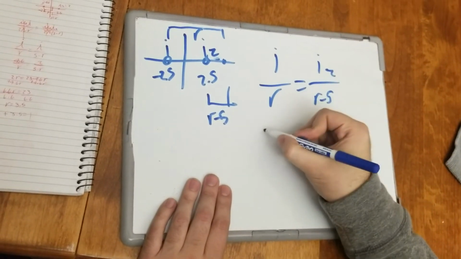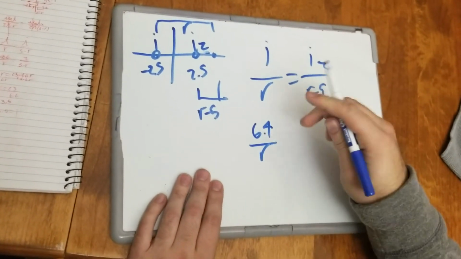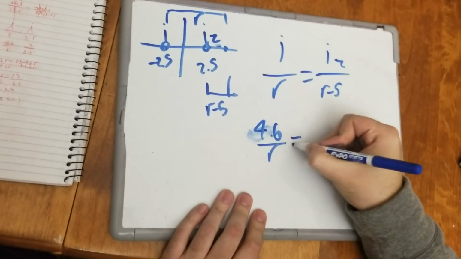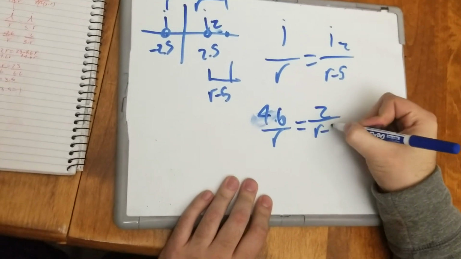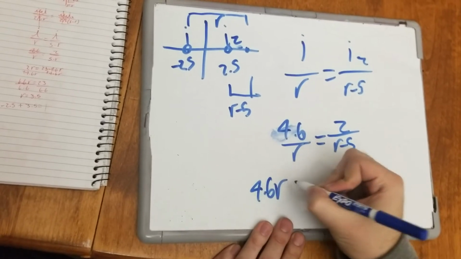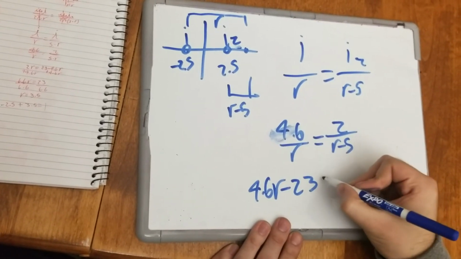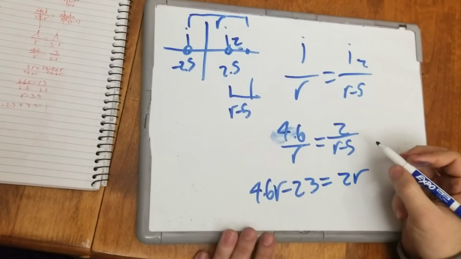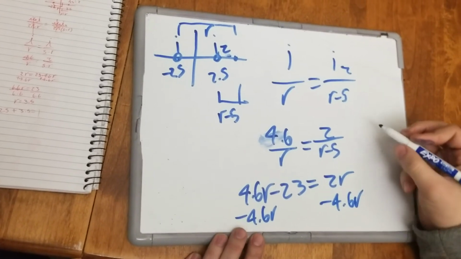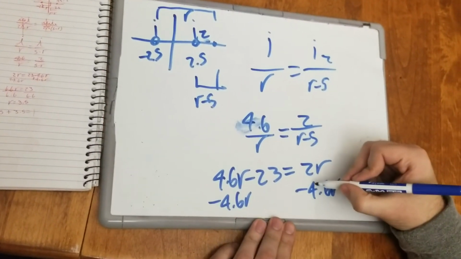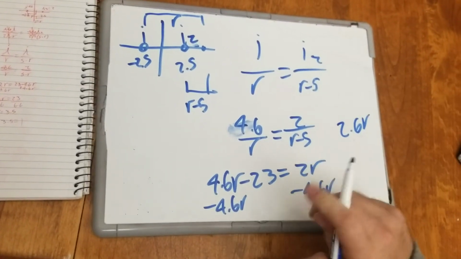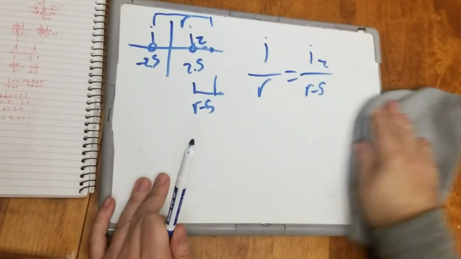Put in the numbers, 4.6 over R, my bad, equals 2 over R minus 5. Cross multiply, that'd be 4.6 R minus 23 equals 2R. Subtract 2R from both sides, and that leaves us with 2.6 R. Let me clean it up.